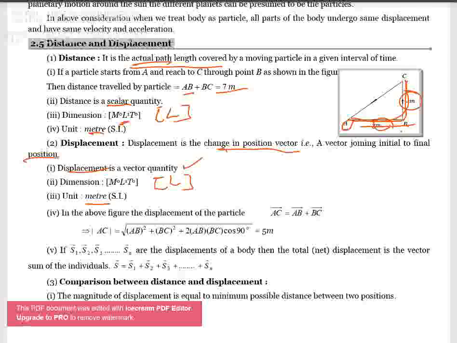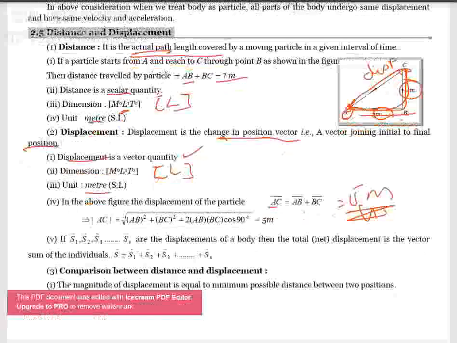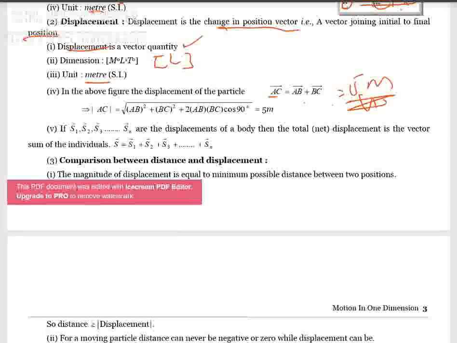And in the above figure, the starting point is A and the last point is B. Therefore, the displacement is from A to B, that is this one, displacement. Therefore, to get the displacement, A to C is equivalent to what? Vector AB plus BC. And you can get it by using the Pythagoras theorem, 3 squared plus 4 squared. And finally, you can get the value of 5 meters by using the Pythagoras theorem. And S1, S2, S3, Sn are the distances of a body. Then the total net displacement of the vector is the sum of these.